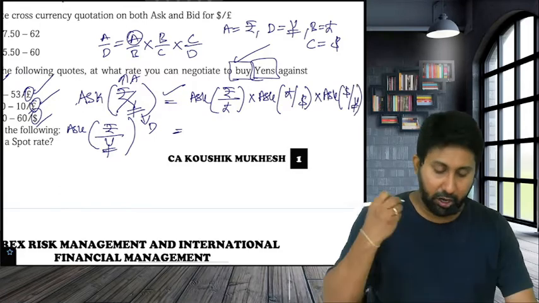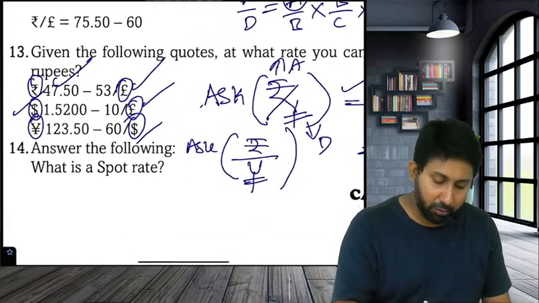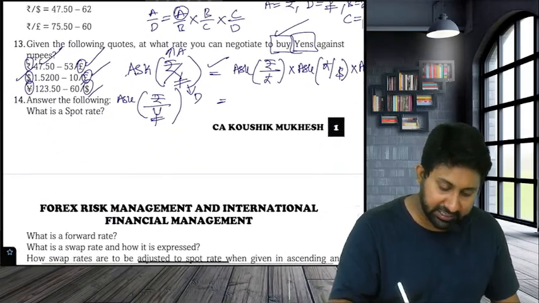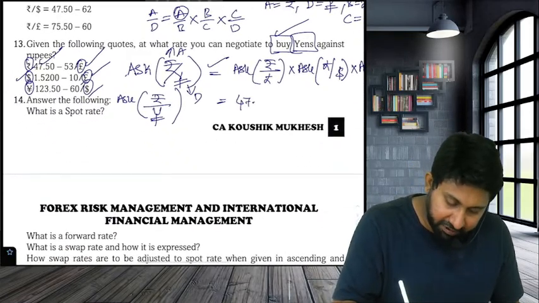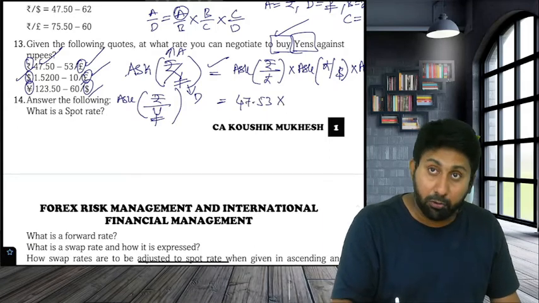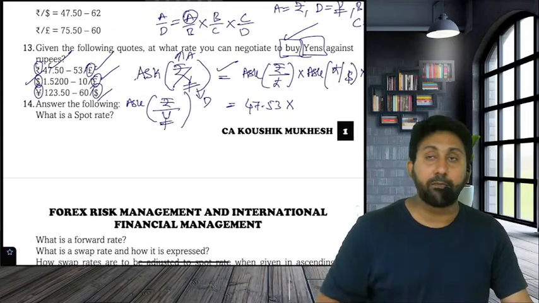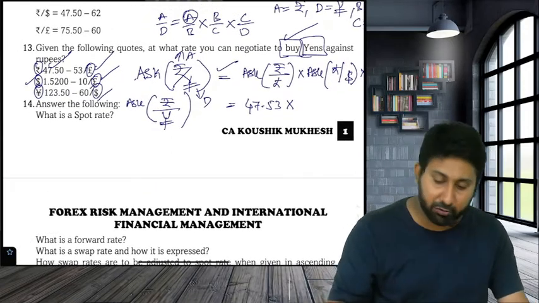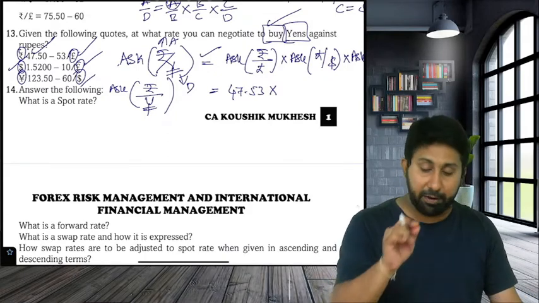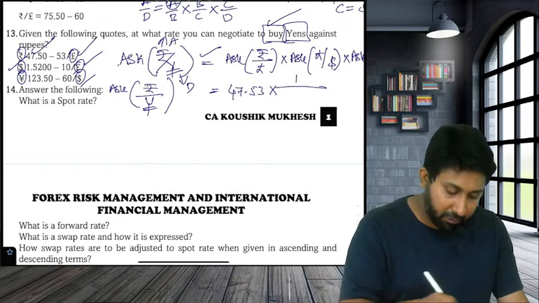Okay. So now see the question. Ask of rupee by pound. What is the ask of rupee by pound? Number of rupees per pound. Ask how much? 47.53 into ask of pound by dollar. Pound by dollar format, the question is given in dollar by pound format. We want pound by dollar. What to do? 1 by bid of dollar by pound. What is the bid of dollar by pound?